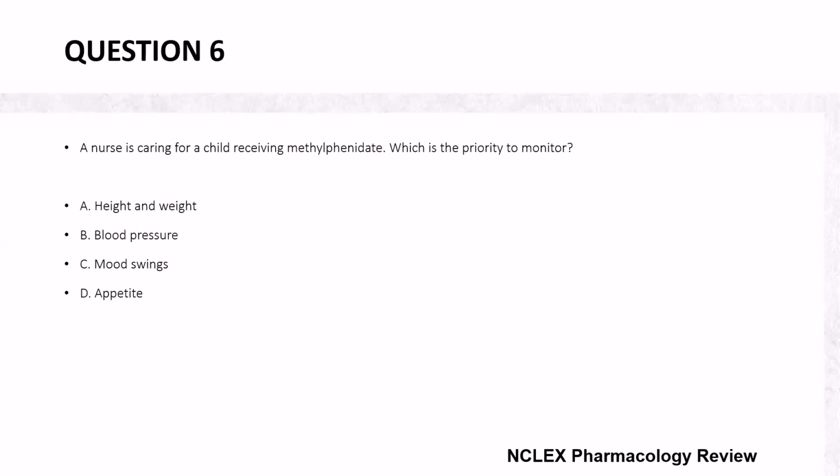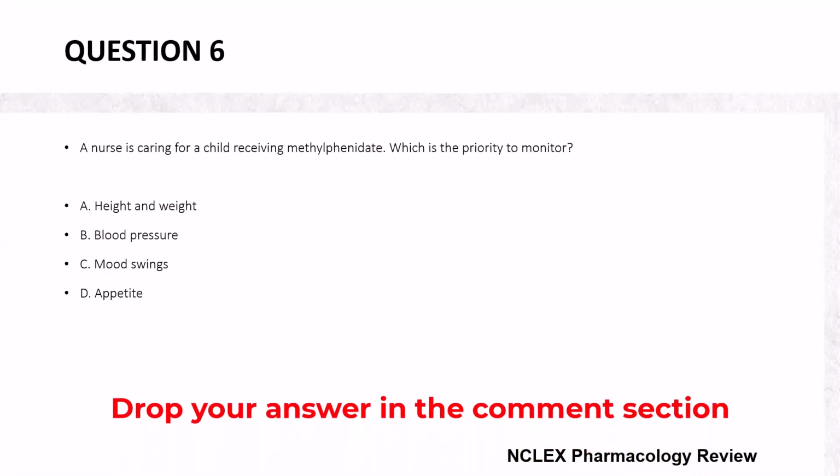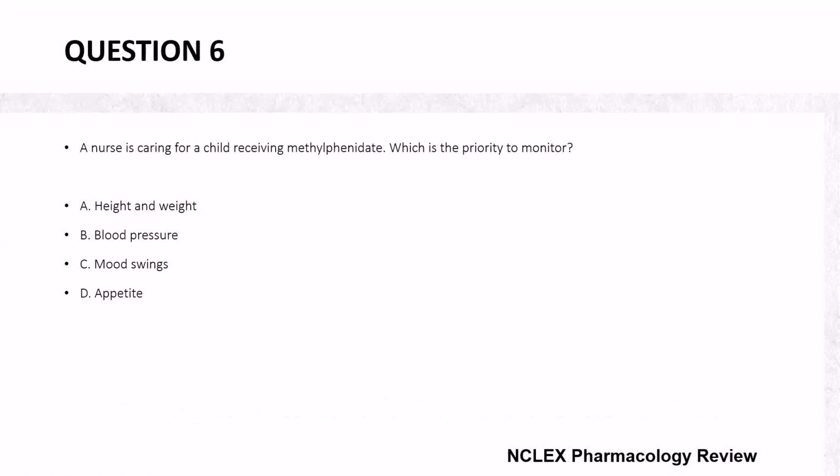You have a child receiving methylphenidate. Which is the priority to monitor? So which client will be given methylphenidate? A child with ADHD. So you have this child with ADHD receiving methylphenidate. What will we monitor? Height and weight, blood pressure, mood swings, and appetite. Always look at what the question wants from you.